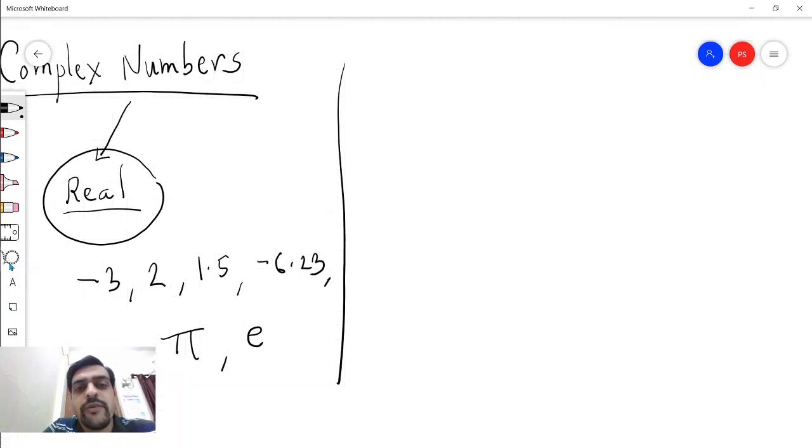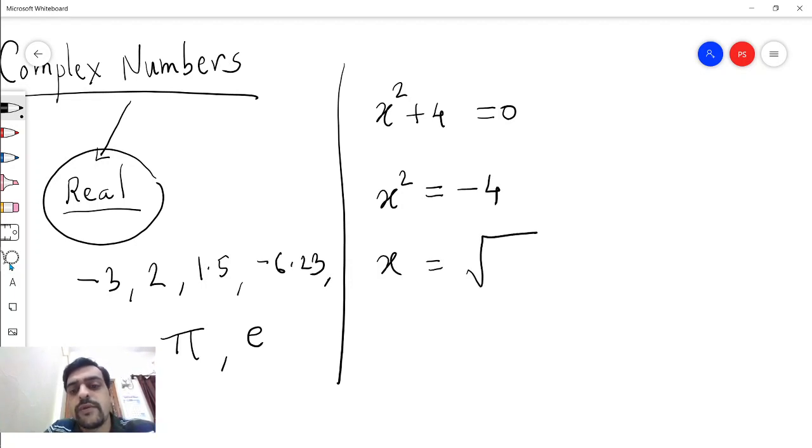for example, if we take this equation x squared plus 4 is equal to 0, and if we plan to find the solutions of this equation, what we get is x squared equal to -4, x equal to root of -4 with a plus or minus sign, and then we come across a quantity whose root we are not able to find. That is, this root is not going to be real.